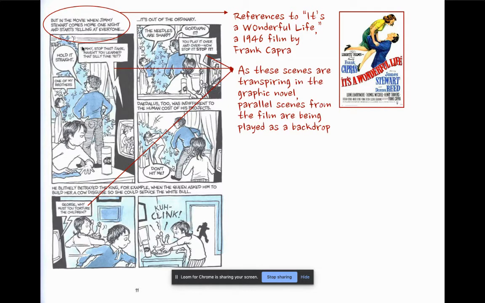So as this particular scene is playing out on the graphic novel, Allison has also presented as a backdrop some scenes from It's a Wonderful Life playing in parallel to what was happening at that point in time in this scene. So here, the father is being likened to George Bailey. That's the character played by Jimmy Stewart for It's a Wonderful Life.